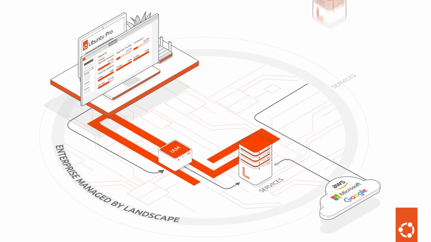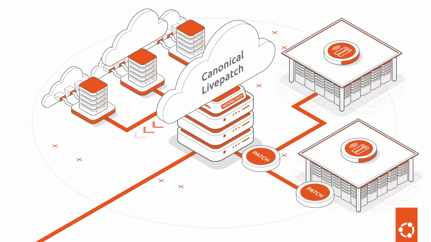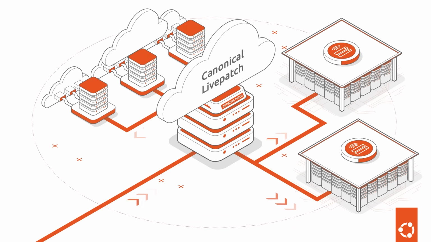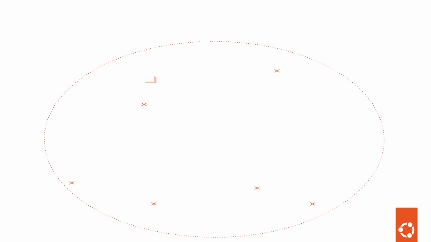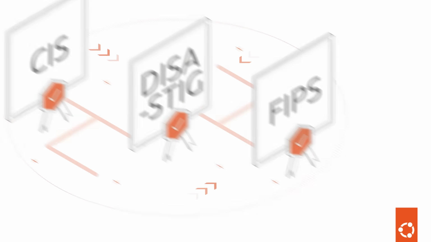Ubuntu Pro includes Landscape, which automates security patching and configurations across your estate, and Canonical Live Patch to patch high and critical CVEs in the kernel at runtime with rollout control. Compliance and hardening features like FIPS, DISA STIG, and CIS are also included.